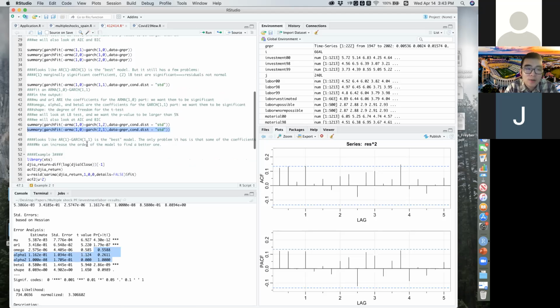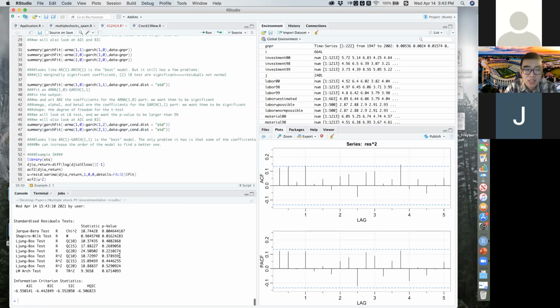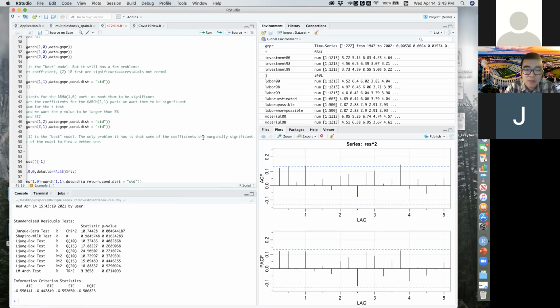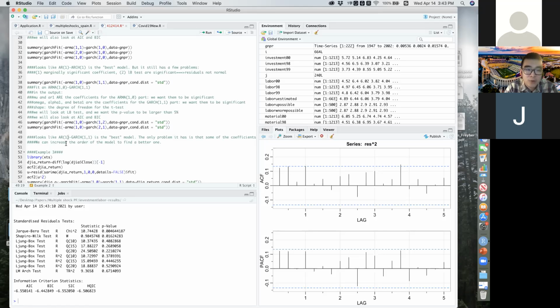So just by looking at all of this, it looks like for now the AR(1)-GARCH(1,1) model is the best model. The only problem it has is that some of the coefficients are only marginally significant. So we can increase the order of the model to find a better one, either in the AR part or in the GARCH part.